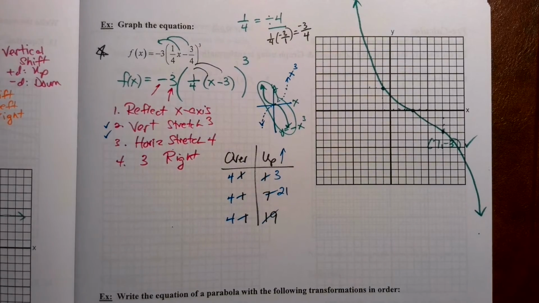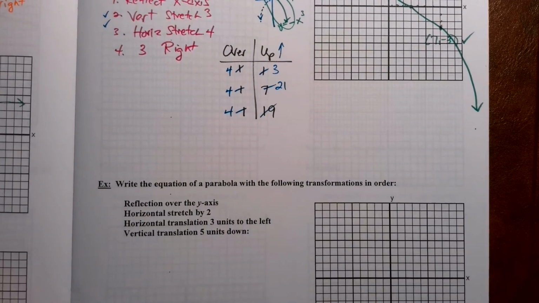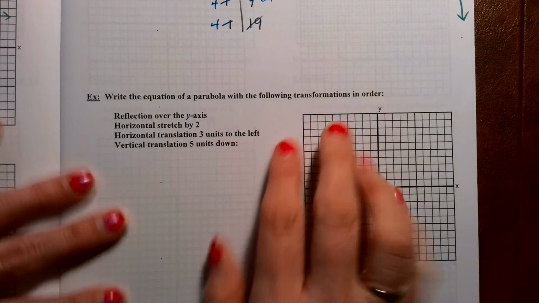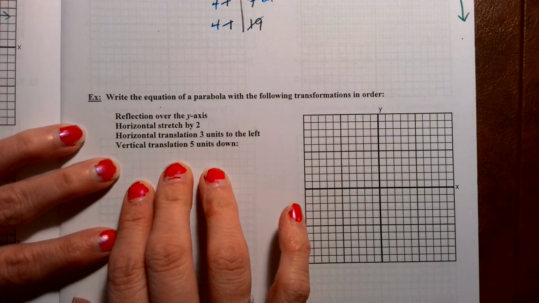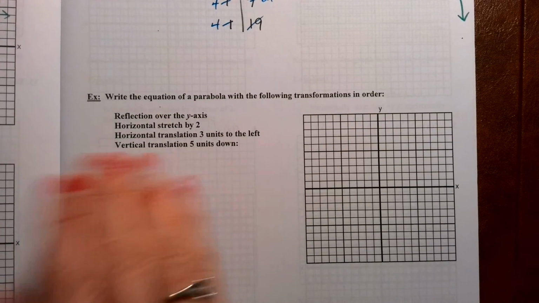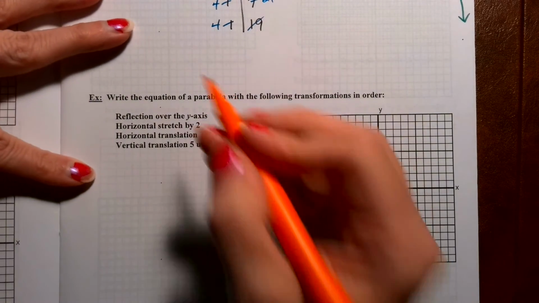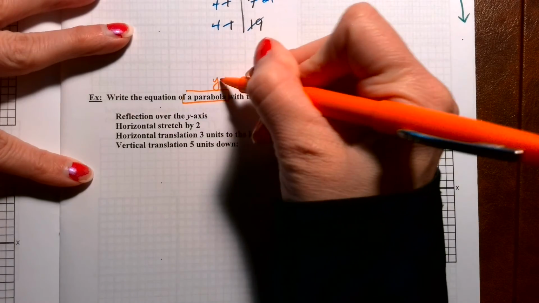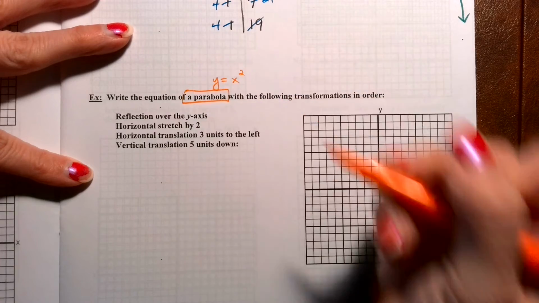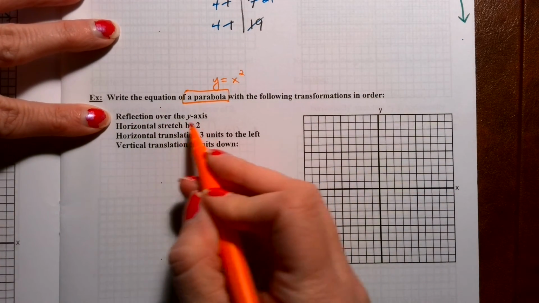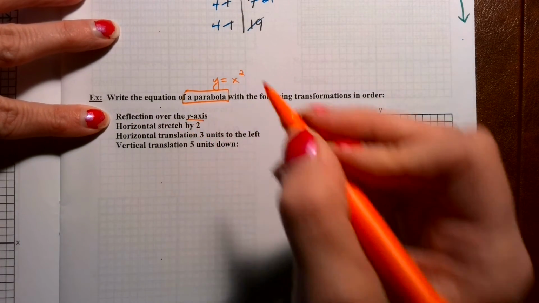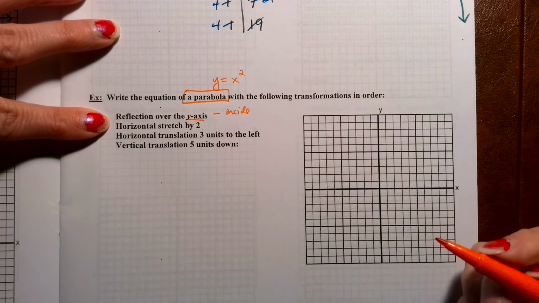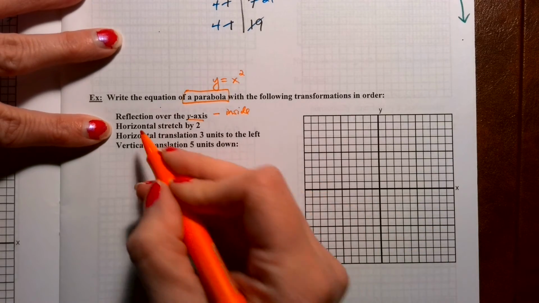Okay, last challenging one. Writing the equation of the parabola with the transformations in order. Let's just write down everything that I see. I'm going to write down what I have to do. It says write the equation of a parabola, so that means they want y equals x squared. When it says reflect over the y-axis, I have to put a negative inside the function, inside the parentheses.